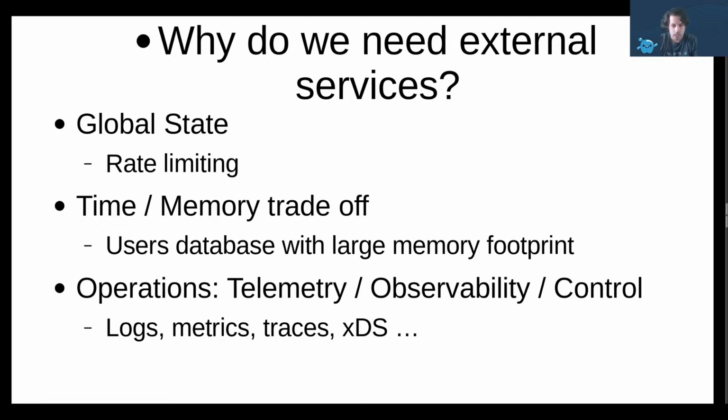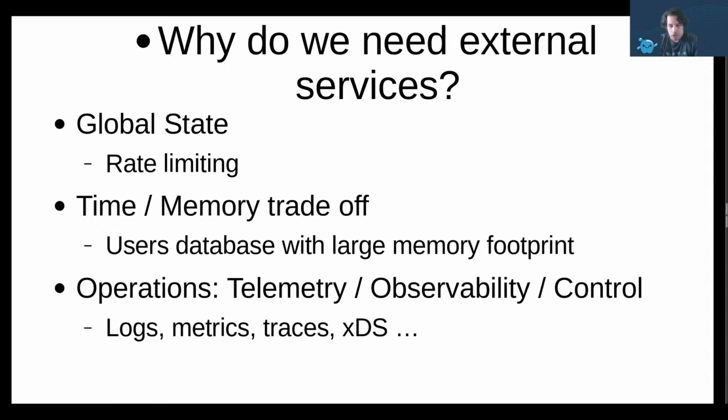So examples, rate limiting, where you have a counter that is updated on each request, right? Envoy cannot store data on its own. It calls out to a rate limit service to have that global state.